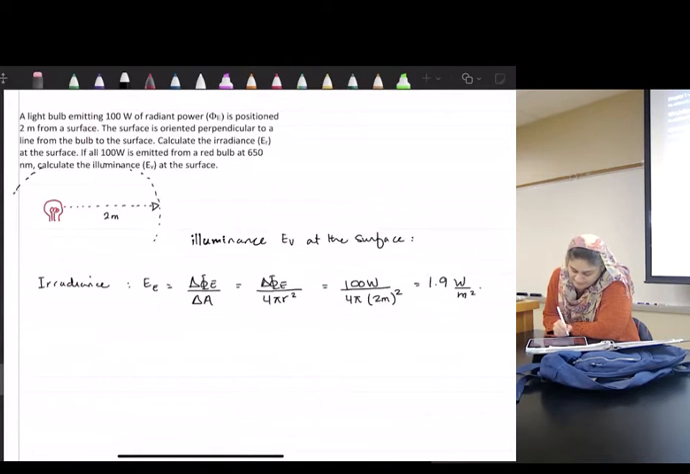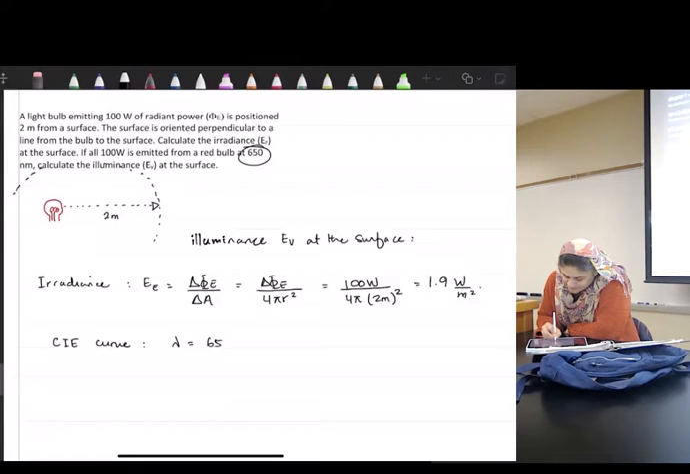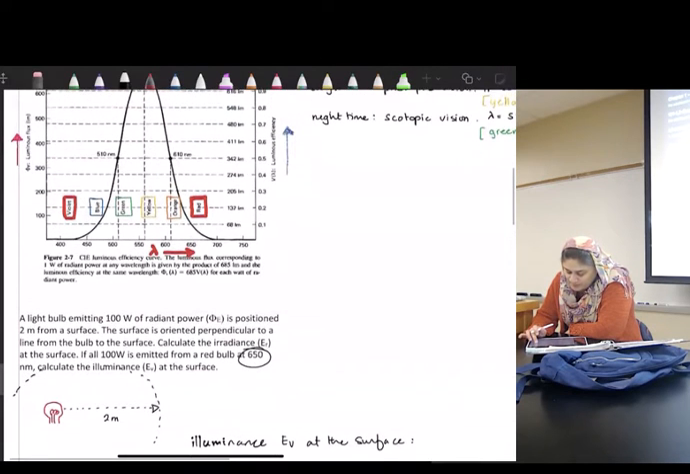So from my CIE curve, lambda that is given is 650 nanometers. Okay, now I'm going to go up to my curve. Where is 650 nanometers? It is in between red and orange. I'm going to make it thick. So 650 is about here.